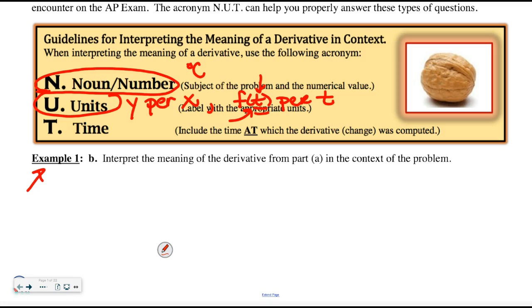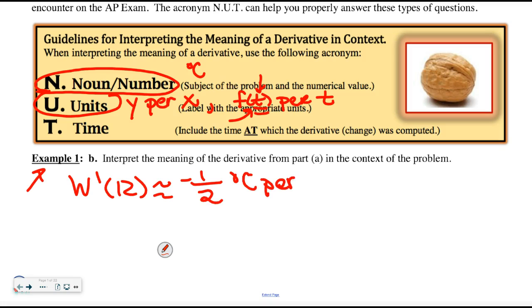So if you were to interpret the meaning of that derivative, okay, our W prime at 12, we approximate it to be -1/2, right, degrees Celsius per, was it hour? Day, right, per day. All right, what does that mean? We have to use the noun, the units, and the time when you interpret it. So whenever you're asked to interpret the meaning of your answer, you have to reference the degrees Celsius, you have to put the appropriate units, and you have to say at what particular time it is. So think of nuts, noun, units, time.